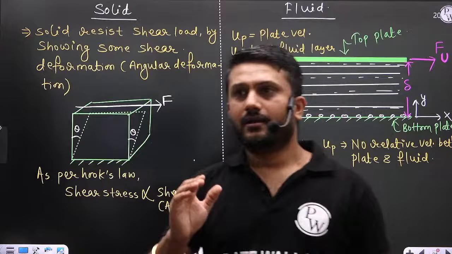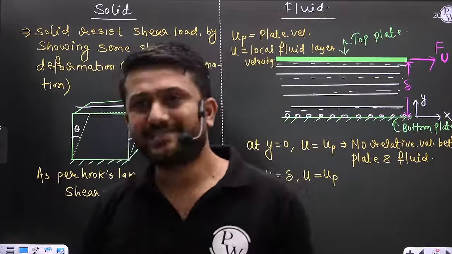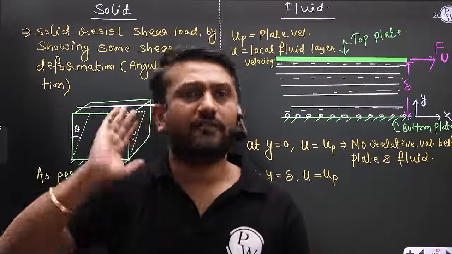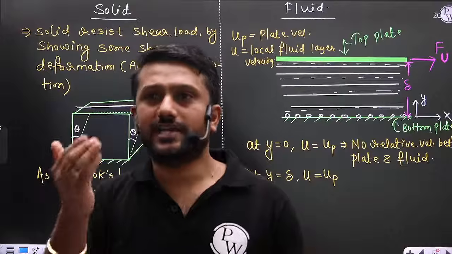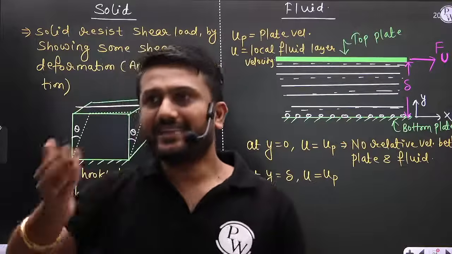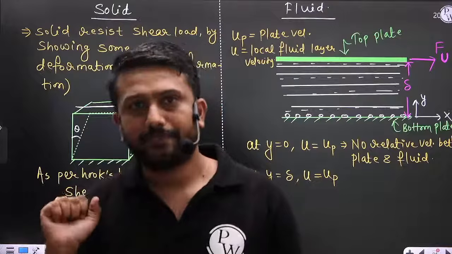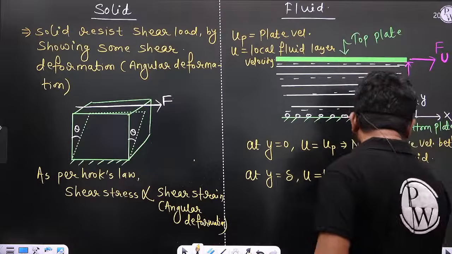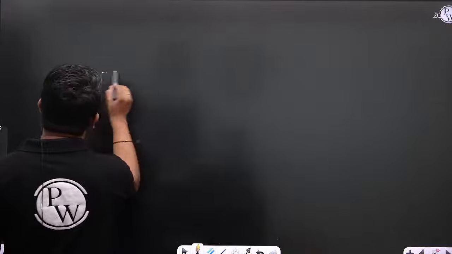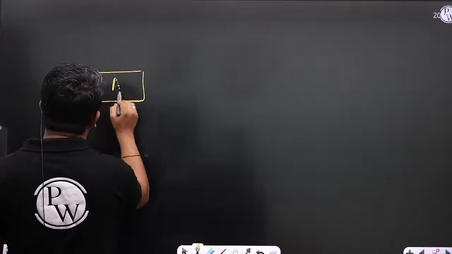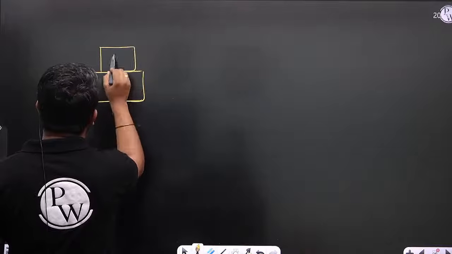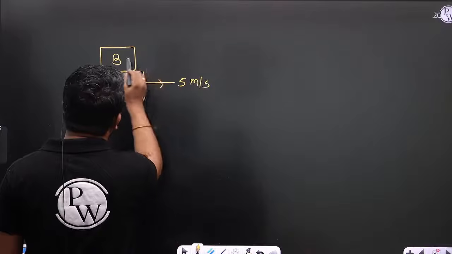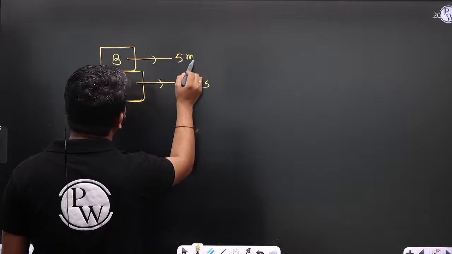Now please try to understand. When there is a relative velocity, then slipping occurs. When there is no relative velocity, there is no slipping. If I ask you a very simple question: let us consider this is block A and this is block B. Block A is moving with 5 meters per second and block B is also moving with 5 meters per second.